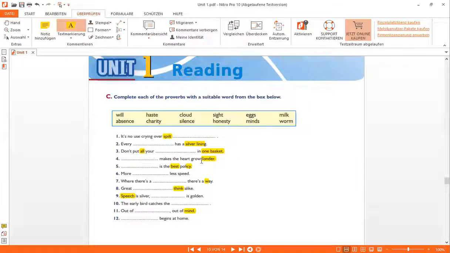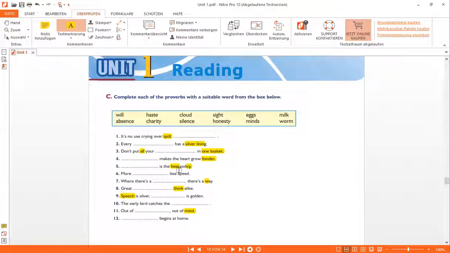Number 4, absence makes the heart grow fonder. If you don't know this, it's quite hard to tell. Fonder means you miss somebody. If the person is not there, your heart yearns for that person. Number 5, honesty is the best policy. We say that, yeah. What could be best? Honesty.